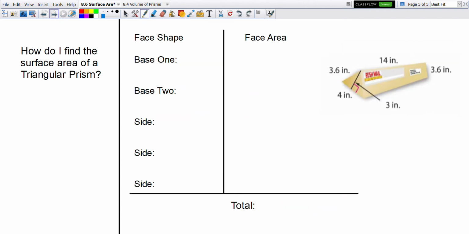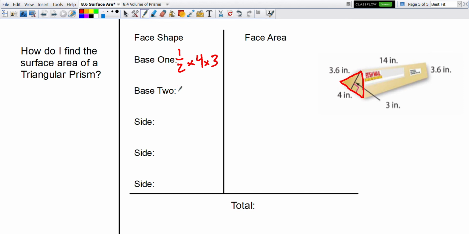Last one. So same thing as before. My base 1 and my base 2 are both my triangles. My front triangle up here, and the one on the back that we can't really see. Okay, so to find the area of this triangle, it'll be 1/2 of the base, which is 4 inches across here, times the height of that triangle, which is not the 3.6, right? That's the slanted height. We want the perpendicular height here, 3 inches.